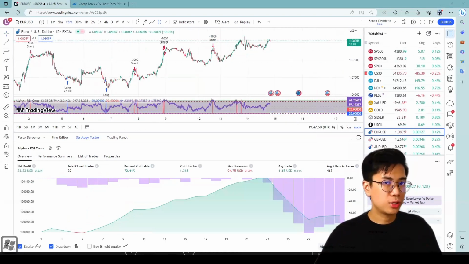Okay, so that is the TradingView robots part. Is there any question that you would like to ask, or is it all clear? If it's all clear, you can type "clear" in the chat box.